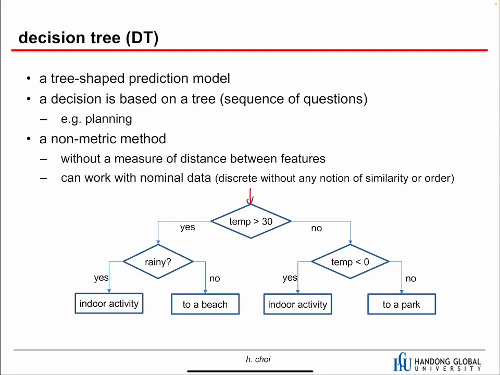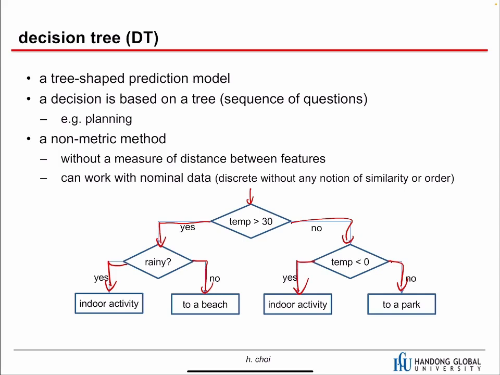We start from this root node, and then the first question is, is the temperature greater than 30? If it is yes, then we follow this direction. If it is no, we follow this direction. Then, is it rainy? If yes, indoor activity. Otherwise, go to a beach. Okay. So in this case, if the temperature is lower than 0, then indoor activity. Otherwise, go to a park.